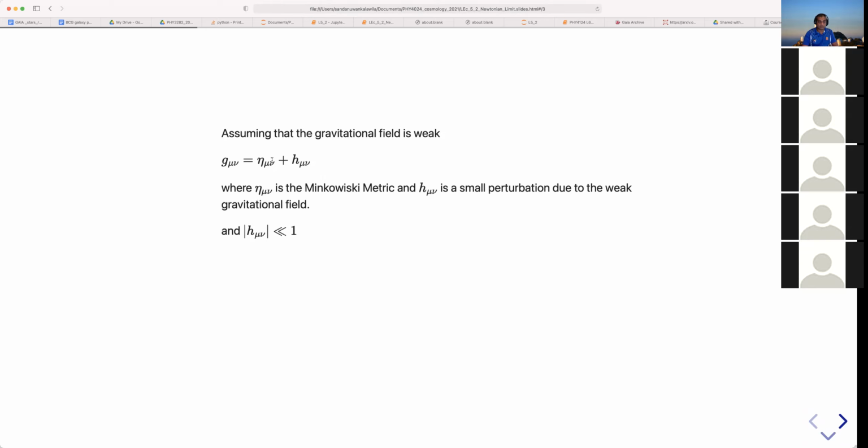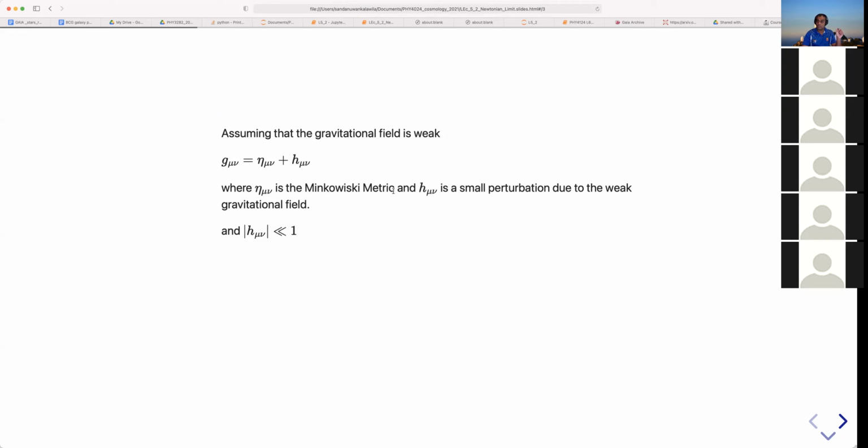This term η_μν is what you get as the Minkowski metric, which is the flat space, right? In flat space you don't have any curvature due to gravity. What we are going to do is add a small, weak gravitational effect here, which is depicted by h_μν. So we have flat space plus a weak gravitational field, because this is where you can apply the Newtonian theory, right? So η_μν is the Minkowski metric.